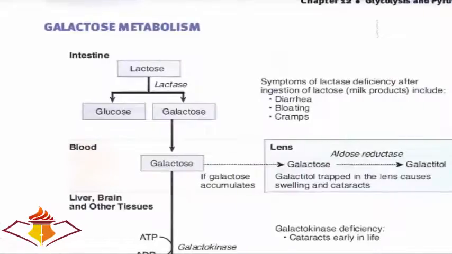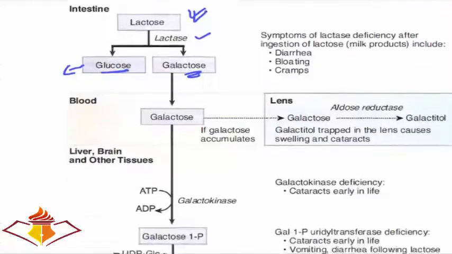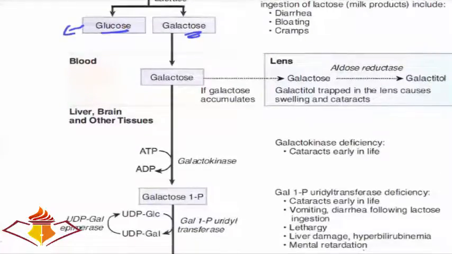So we get galactose in our diet through lactose. Lactose is hydrolyzed, or digested, by the enzyme lactase to make glucose and galactose. You know glucose is going to make pyruvate. Now this galactose is absorbed into the blood, and from the blood it goes to the cells. Again, it is first trapped by the enzyme galactokinase, and we get galactose 1-phosphate.